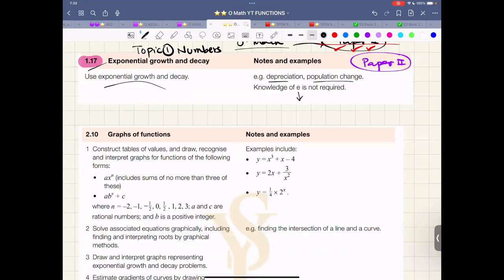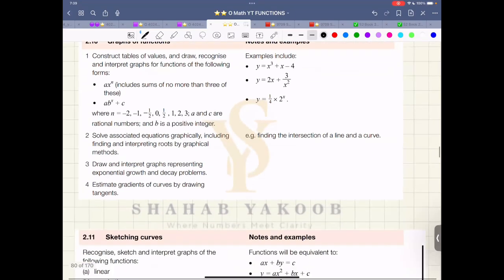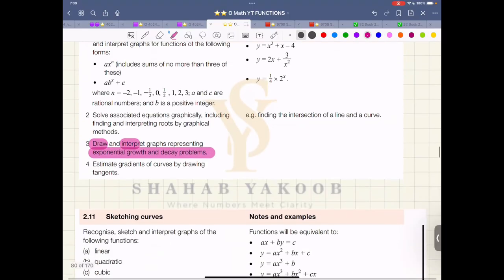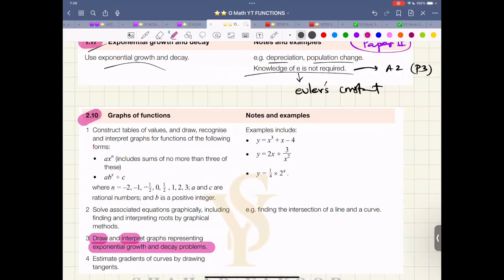This is exponential, a particular thing called Euler's constant, where e has a value 2.718 and something. This knowledge is not required. That will come in A level second year in P3, not right now. Graphs of function. Over here, they were talking about drawing the graph, and again over here, draw and interpret graphs representing exponential growth and decay problems. And last but not the least, that is 2.11. So by the way, this is 2.10, this is 2.11. This is related with topic number 2, that is of algebra.